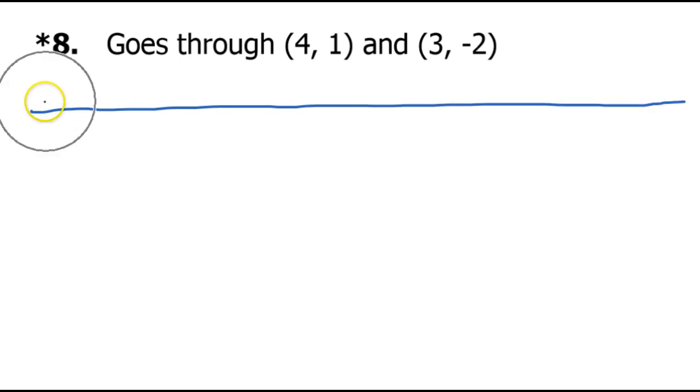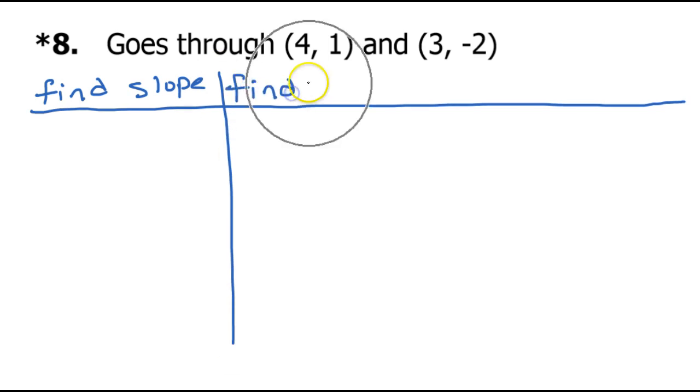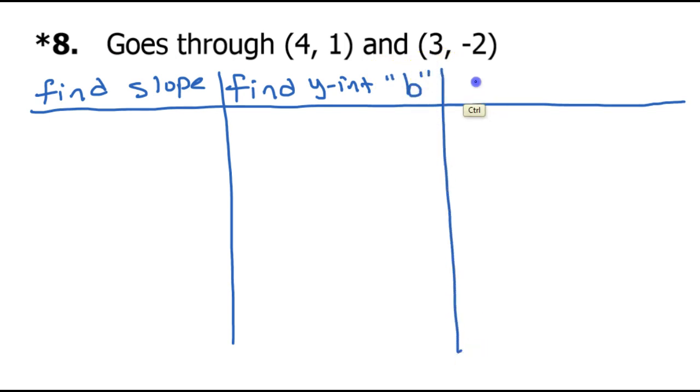So again, we're given 2 points. Here's my strategy. I need to find the slope. I need to find the y-intercept, which is b. And then I can write the equation.